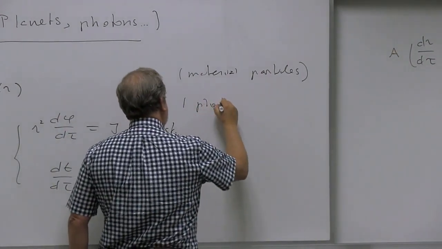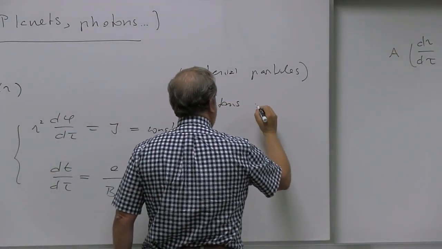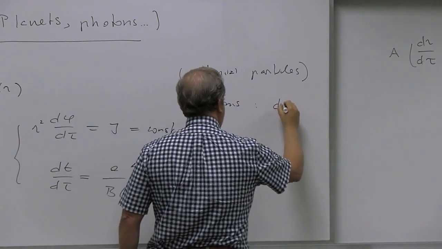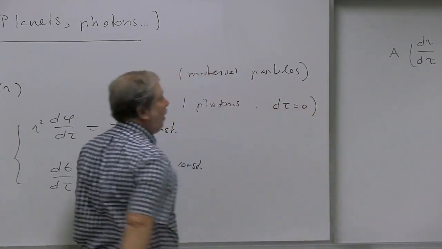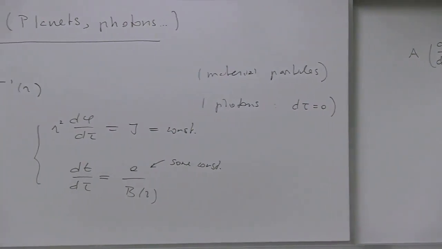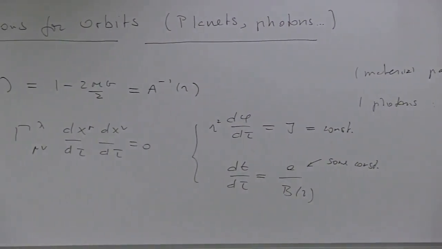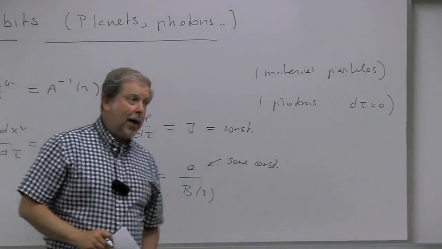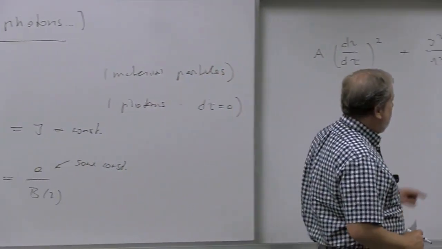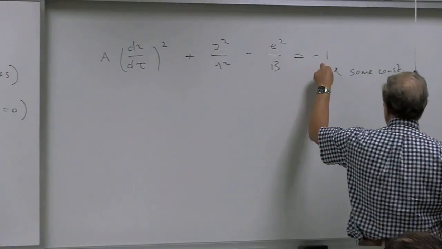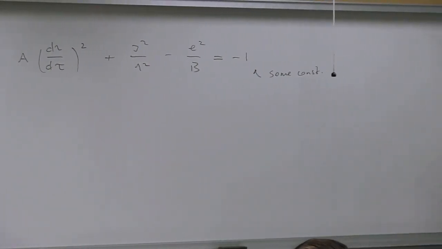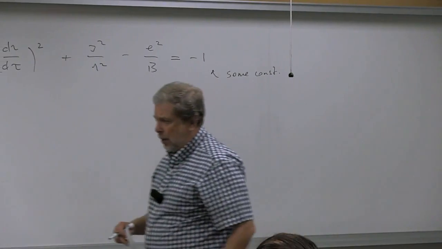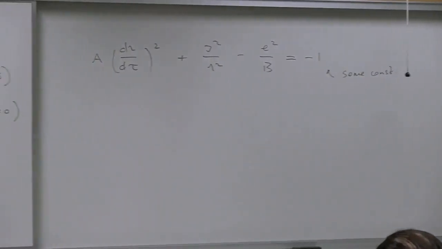Because for photons, d tau is 0, so we can't just use d tau as we've done now. For now, we're talking about particles that have a finite mass, which we call little m. In fact, it will turn out that if you have photons, then this constant is 0. So this equation as it stands applies to the case of particles that have a finite mass.